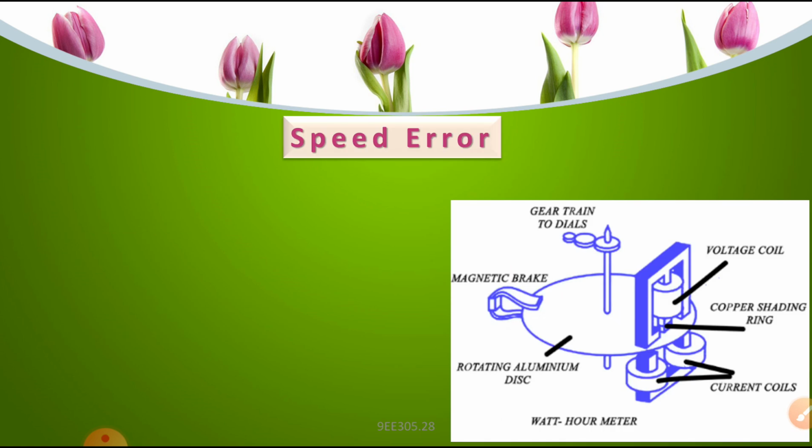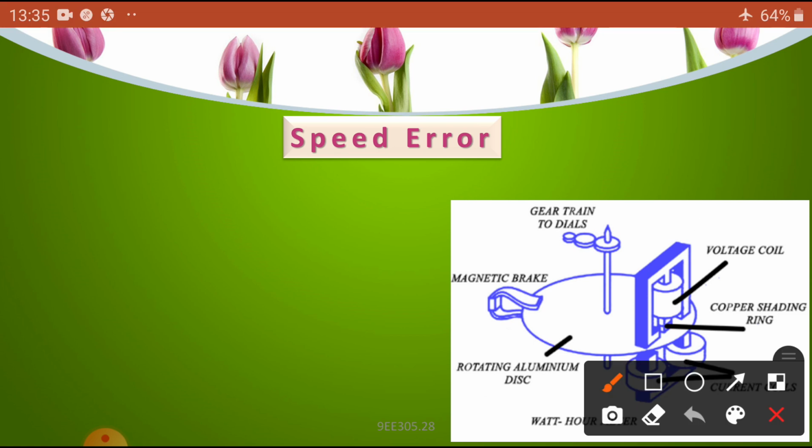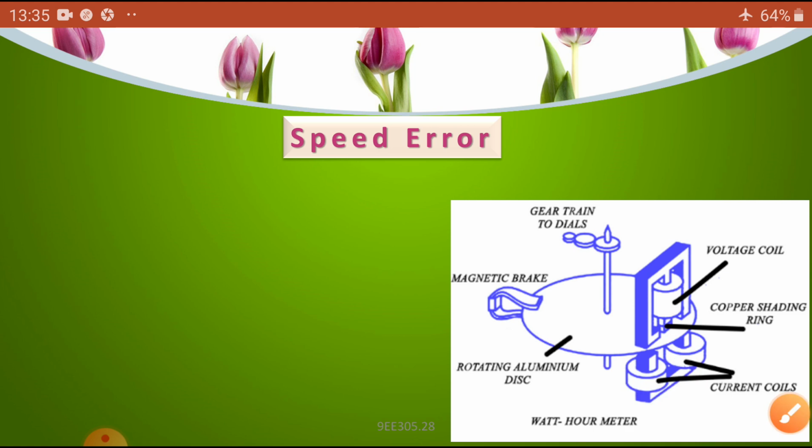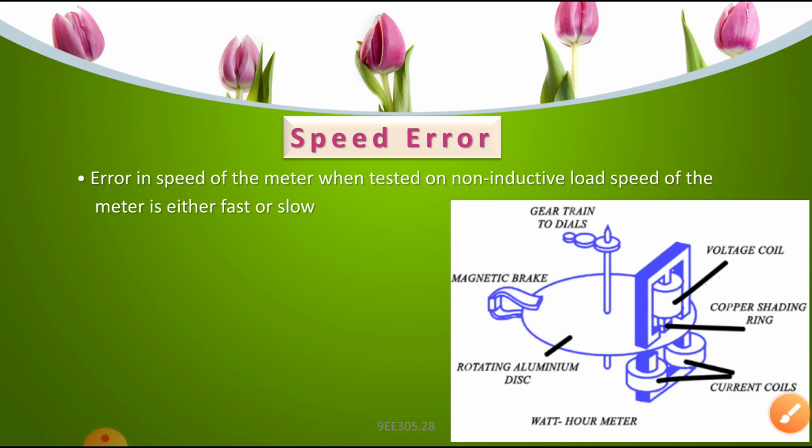Now coming to the speed error. So what is the speed error? You can see how it will rotate. Here the disc will rotate in between the magnets, the voltage coil and the current coil. Now, what is this? Errors in speed of the meter when tested on non-inductive load: the speed of the meter is either fast or slow.